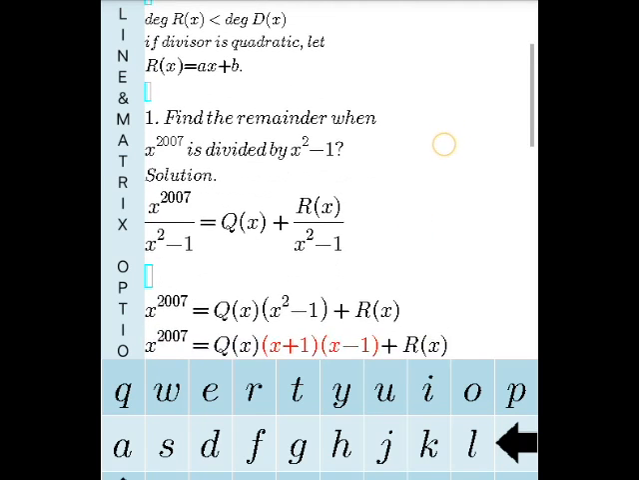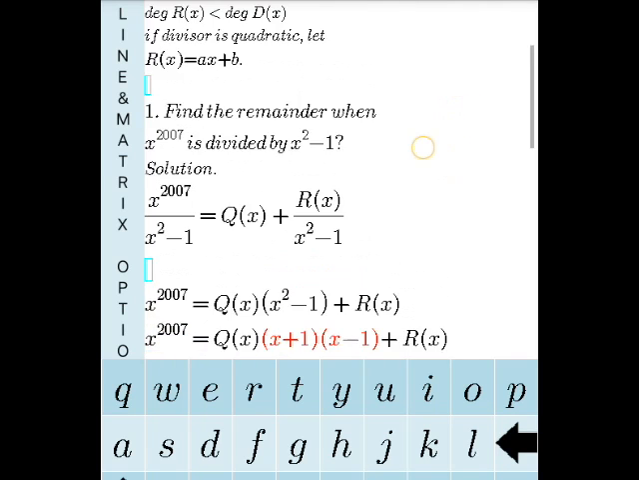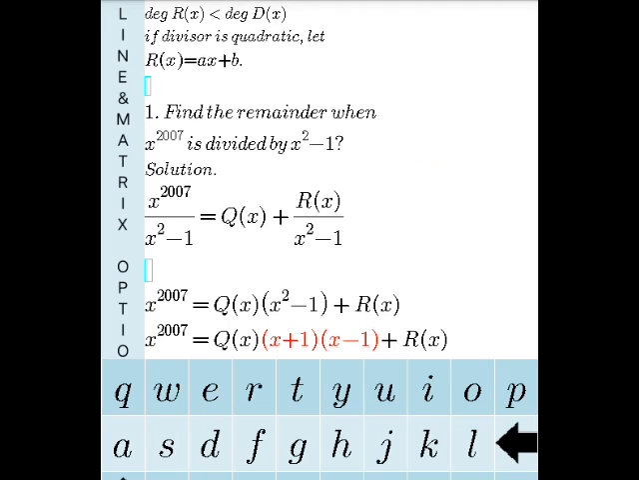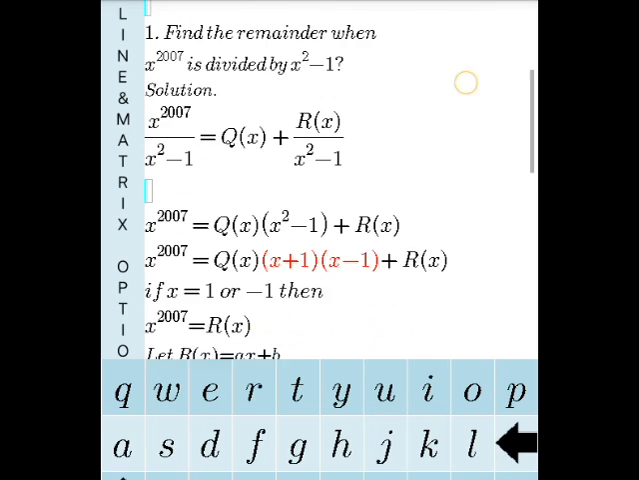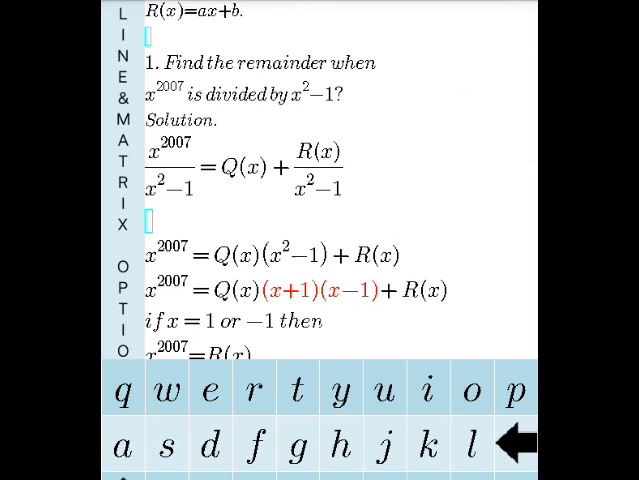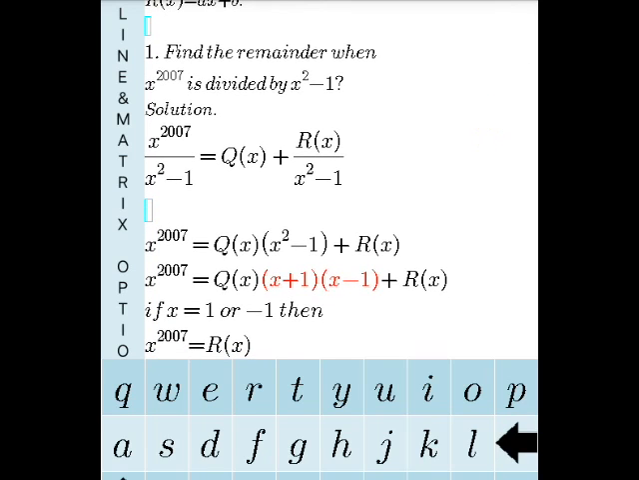Our divisor can be factored. What this means is if we substitute the value -1 or +1 to x, this expression, q of x times x plus 1 times x minus 1, would be equal to 0. And so, if x equals 1 or x equals -1, then it would just reduce to x to the power 2007 is equal to r of x.